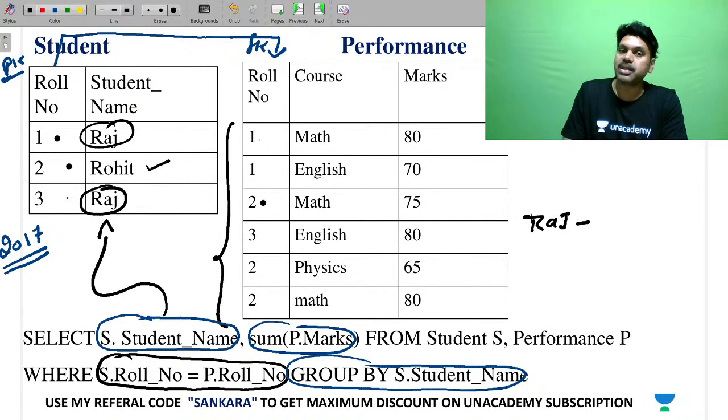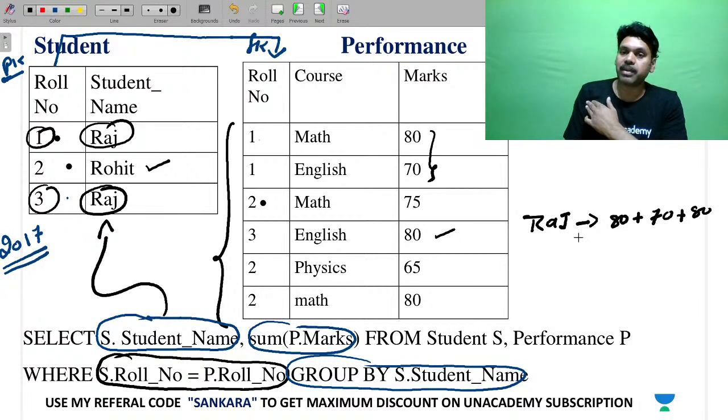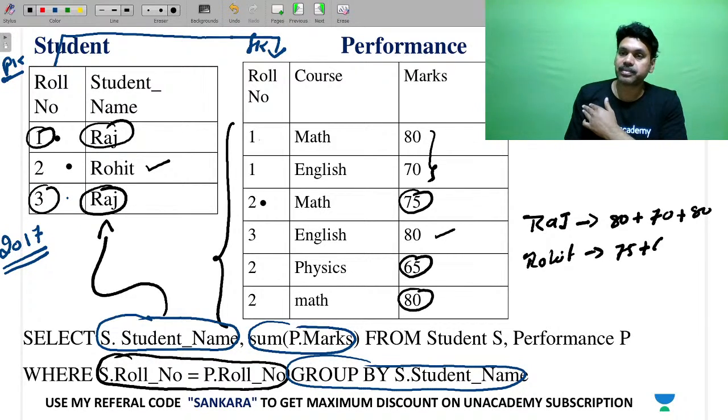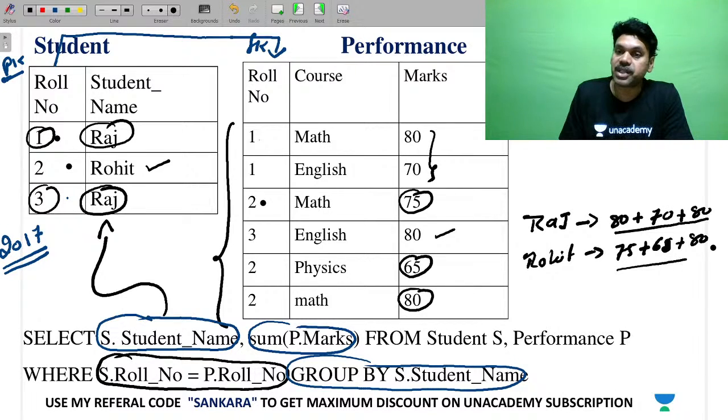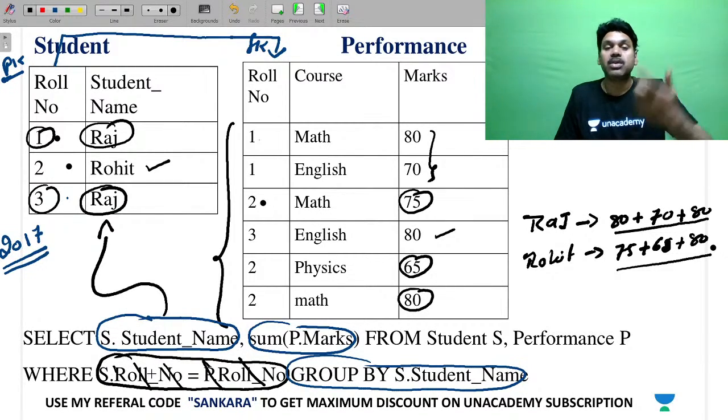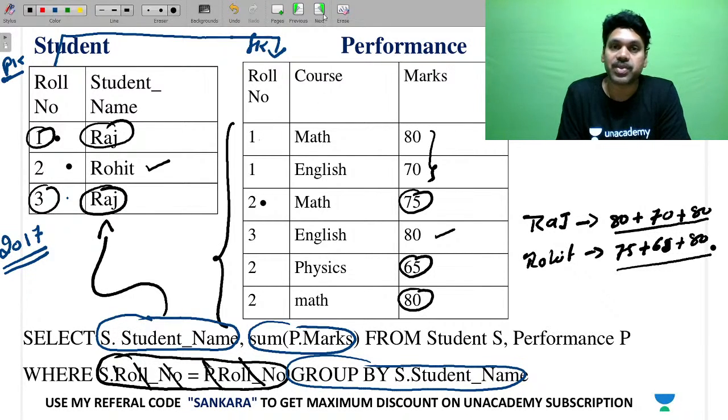When you talk about Raj's clustering, they are combining, 1 and 3 are combining. Therefore, 1 marks and 3 marks. So your sum of marks is 80 plus 70 plus 80. And Rohit's sum of marks is 75 and 65 and 80. So finally you got 2 clusters, but their sums of marks are different from your previous question. In the previous question this join was not there, that's why we performed a cross product, but here the join is there, so we are simply taking only joined rows, using inner join.